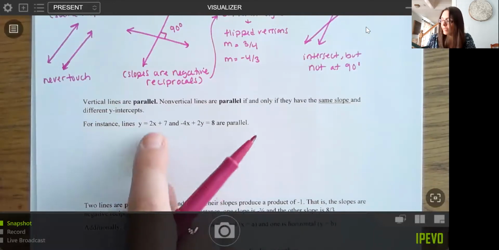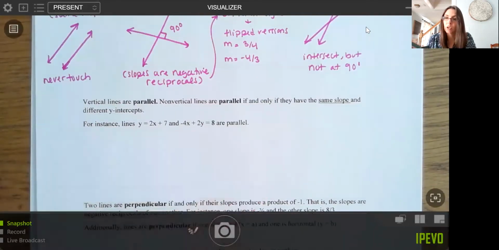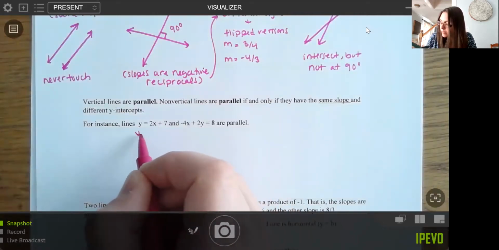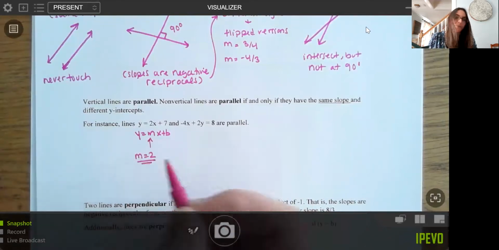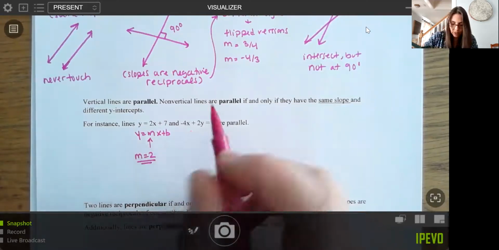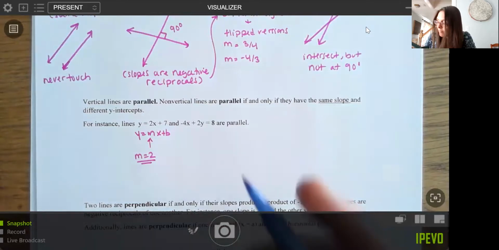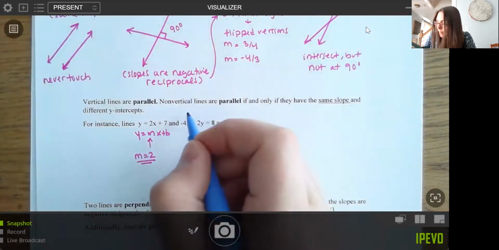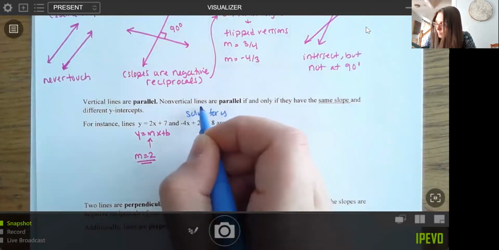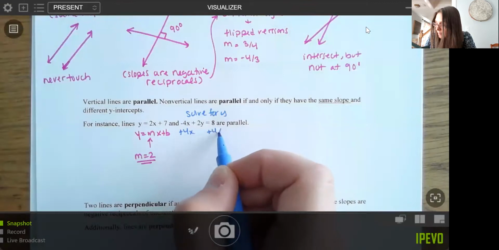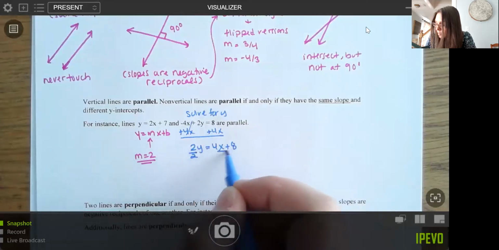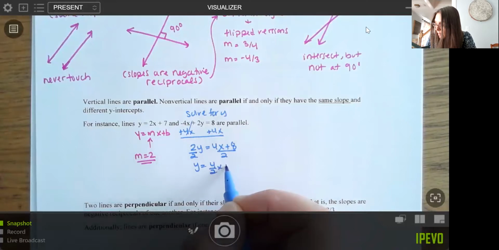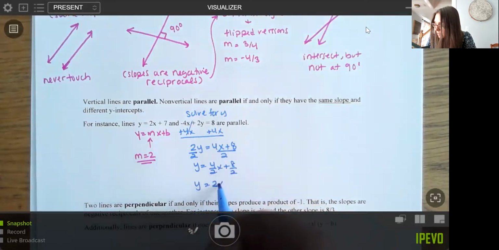Now, for instance, these two lines are parallel, and we can check that by checking their slopes. Here, I'm already in y equals mx plus b form, so I can see that my slope is 2. I can pick that one out right away. For this one, I do have to do some solving first. Remember, if you want to find the slope, you want to be in y equals form. So here I am going to solve for y. I'm going to start by adding the 4x to the other side, and then I'm going to divide both sides by 2. That, of course, means dividing each of the pieces by 2. So here I have y equals 2x plus 4. And there is my slope, m equals 2.